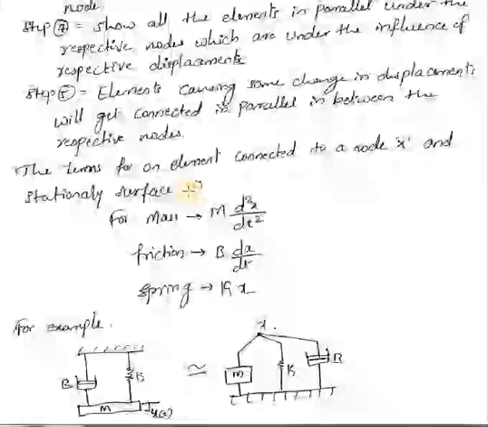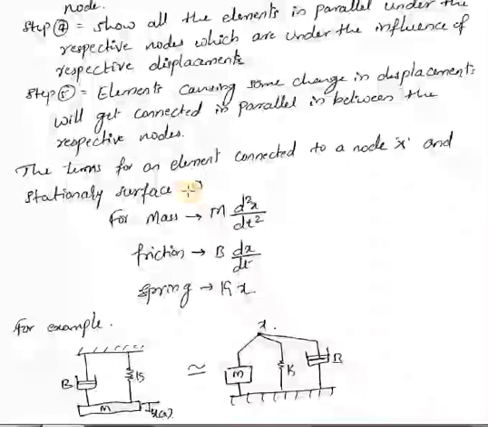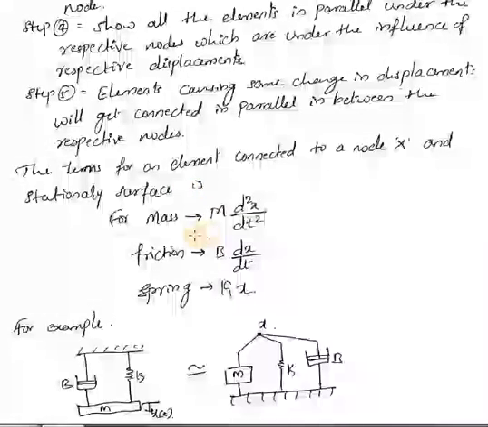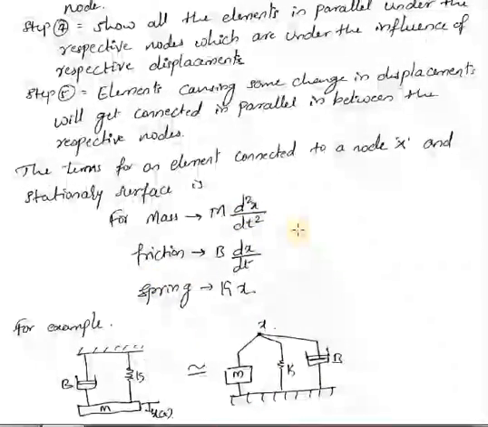These are the terms for an element connected to a node x and a stationary surface. For mass, you can write it as m into d square by dt square of x. Friction is b into dx by dt, and spring is kx.